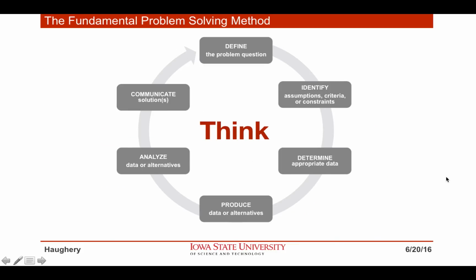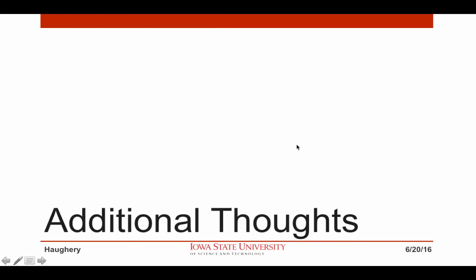So, just as a wrap up for this fundamental problem solving, we have these 6 cycles, but we always need to stop and think. We always need to step back and think about what we're doing, and all these should be pointing back to our question, right? We should always be going back to what is the question that we're trying to ask and solve. Okay, if we're not doing that, then we need to stop and refocus on what our problem question is.